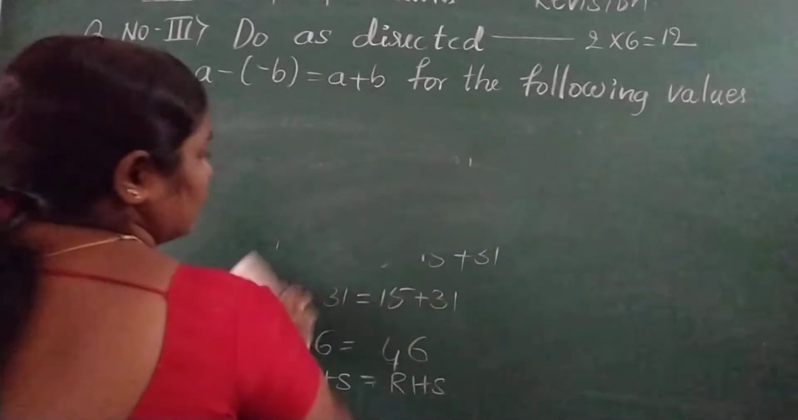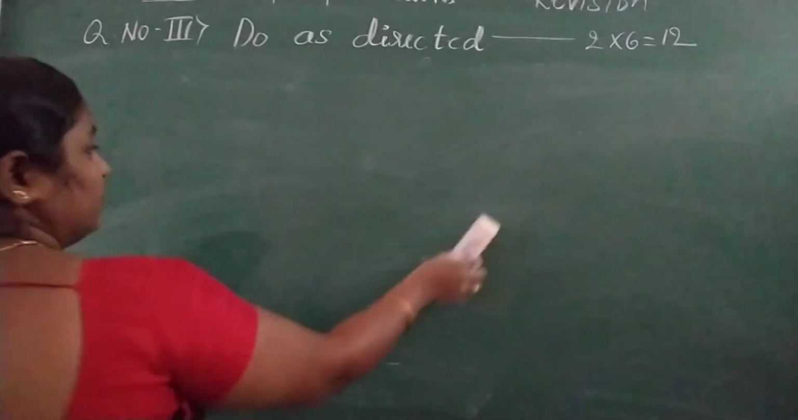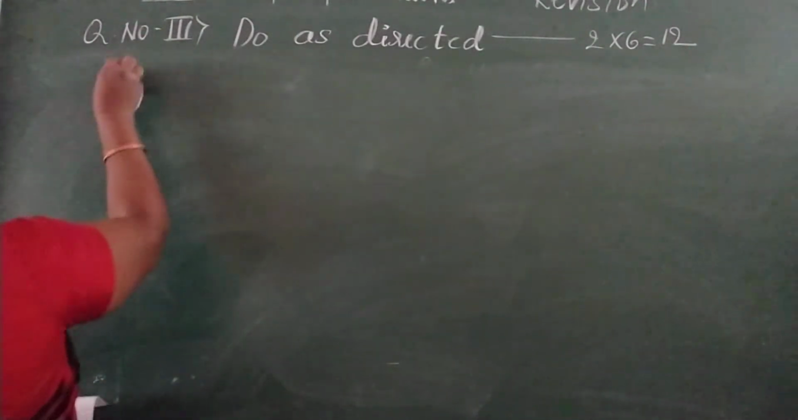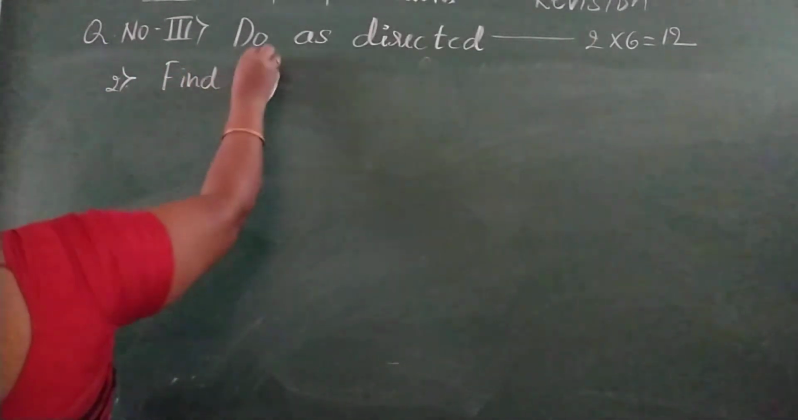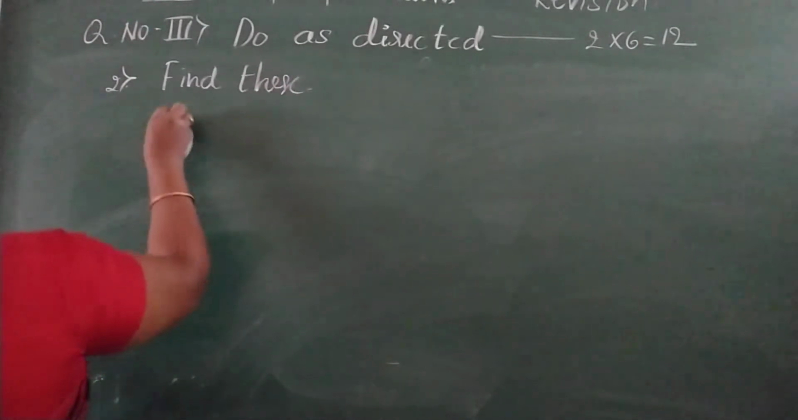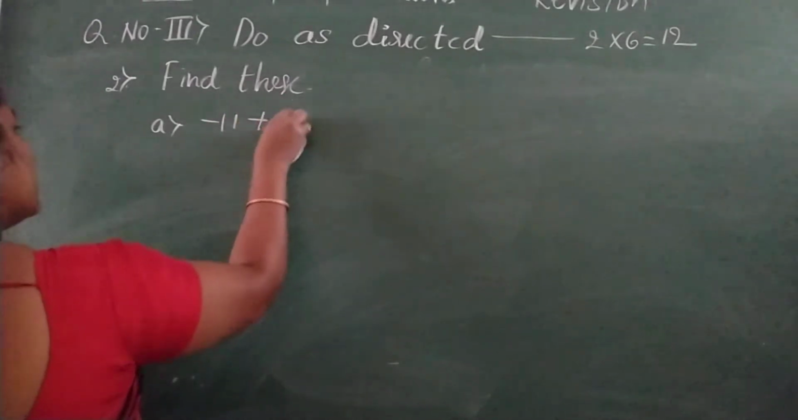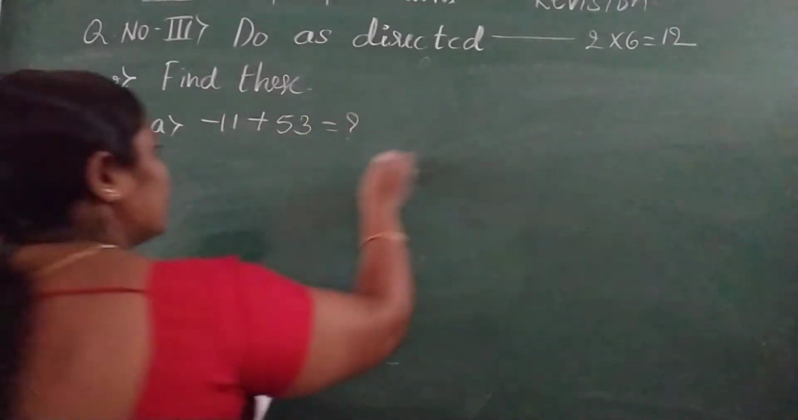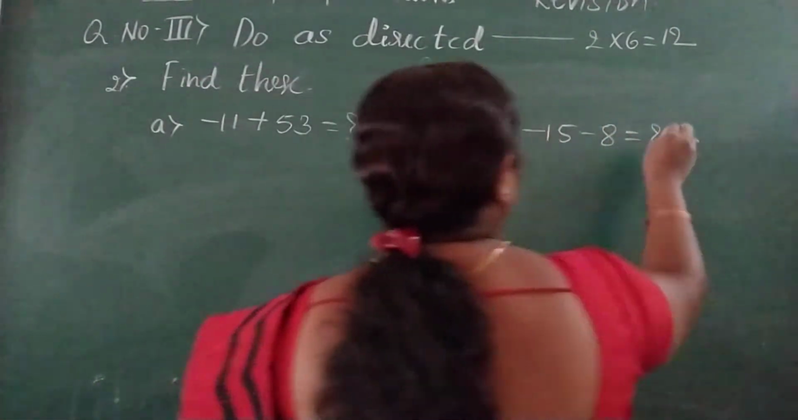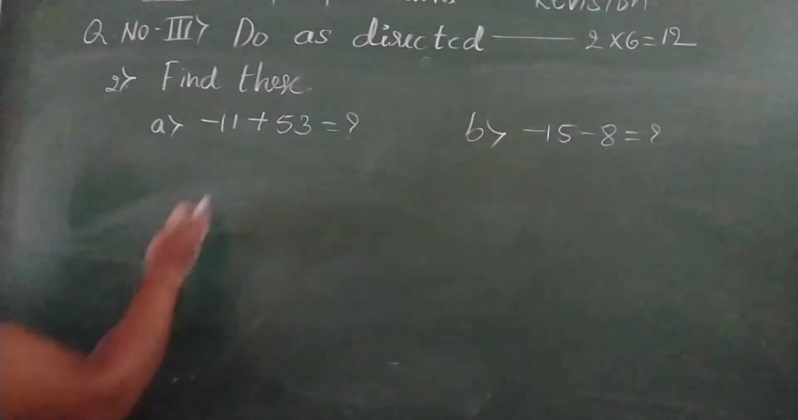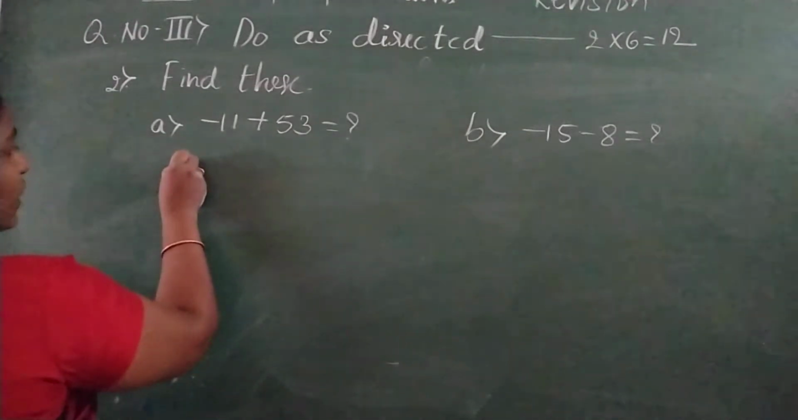Okay. Next question. Find these. A, minus 11 plus 53 is equal to how much? B, minus 15 minus 8 is equal to how much? These are very simple problems, so for 2 marks you have to identify this.